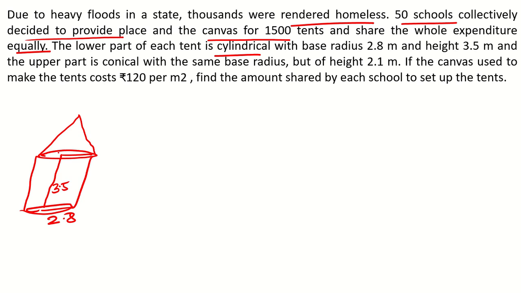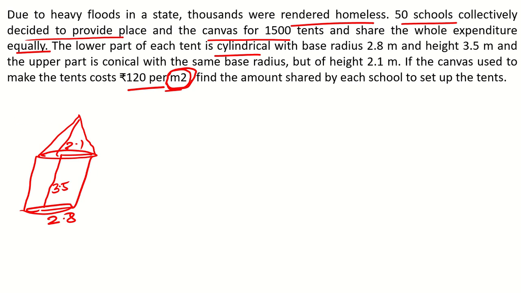Okay, this radius is also the same, and the height is 2.1. Its height is different, so this is 2.1. If the canvas used to make the tent costs rupees 120 per meter square, then find the amount shared by each. Now you see, per meter square is giving you a hint about what you have to do.